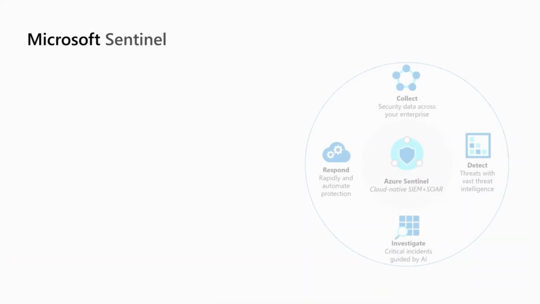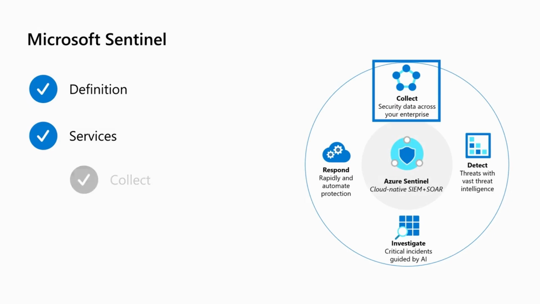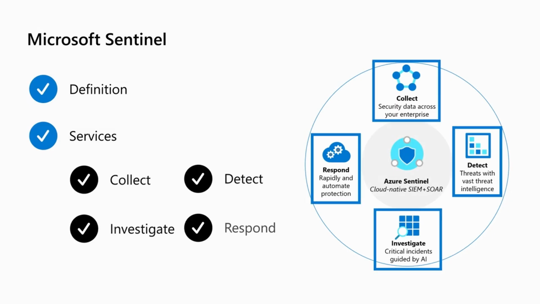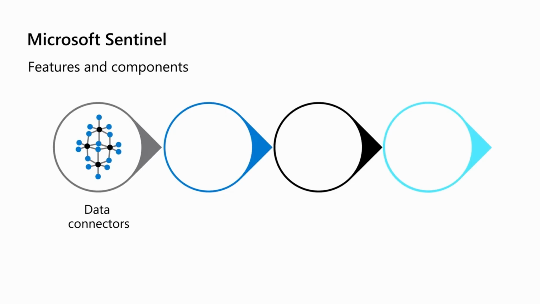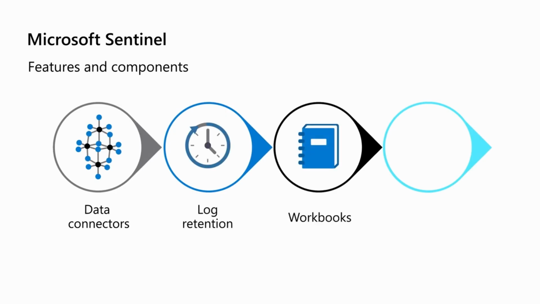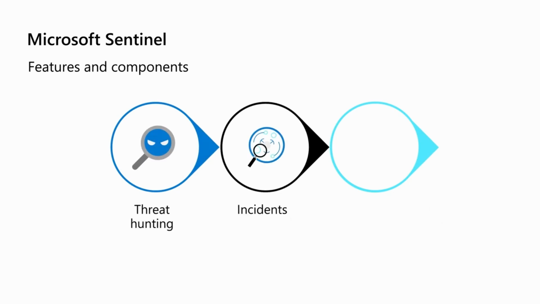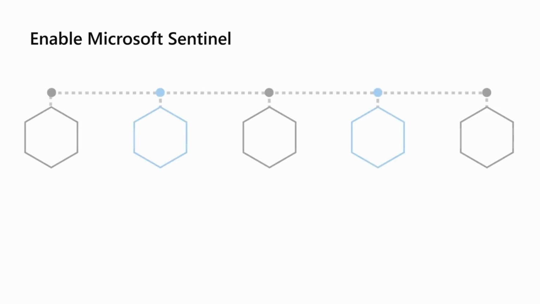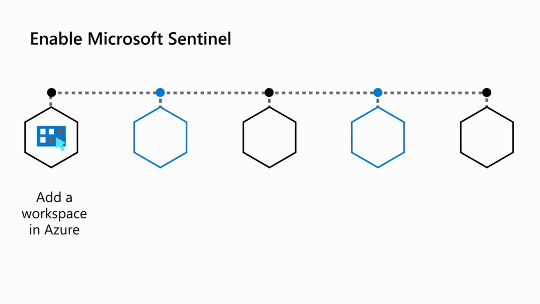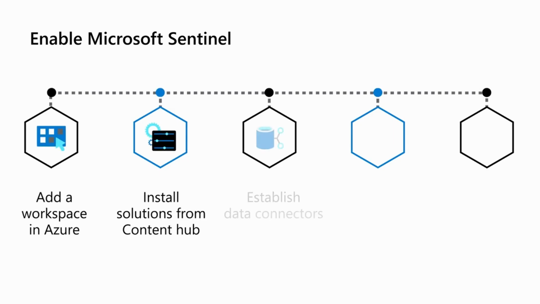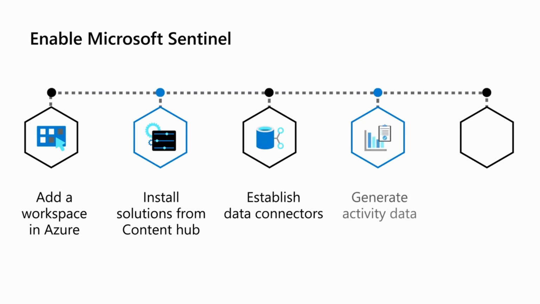Now you have come to week 3. It started with Microsoft Sentinel's definition and services such as collecting, detecting, investigating, and responding. Data connectors, log retention, workbooks, analytic alerts, threat hunting, incidents, and automation playbooks are features and components of Microsoft Sentinel. You learned steps to enable Microsoft Sentinel by adding a workspace in Azure, installing a solution from the Content Hub, establishing a data connector, generating activity data, and reviewing its status.